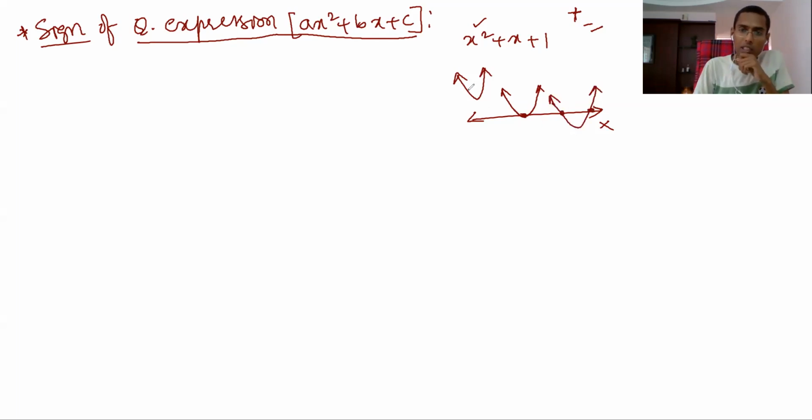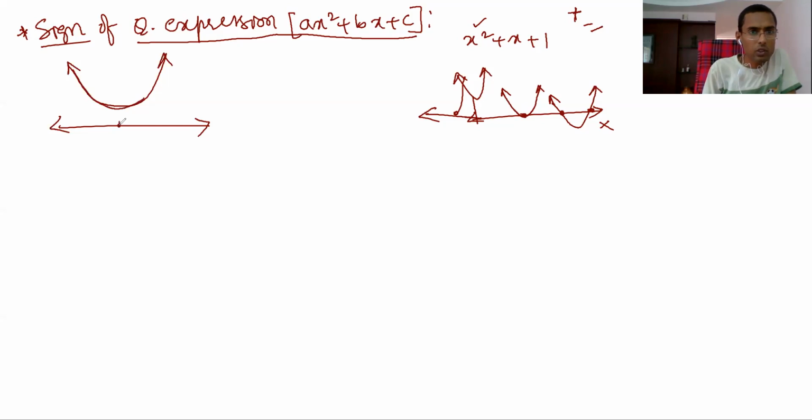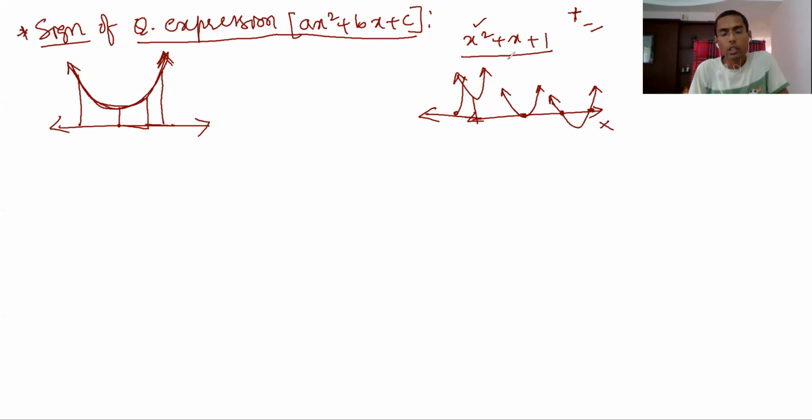Now in this case, if you see, it is not touching the x-axis. That means for this x value it is positive, and for this x value also it is positive. Let me take a fresh one: the quadratic expression curve is like this. For this x value it is positive, for this x value also, and for this x value also. That means the y value is always positive, so this expression is always positive, whatever x value is substituted.